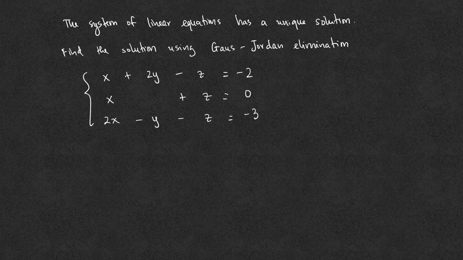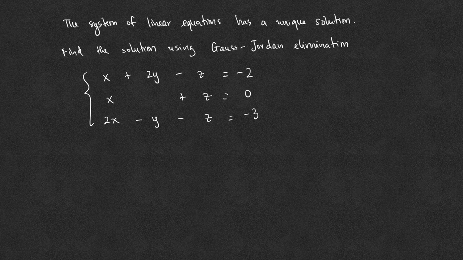The system of linear equations has a unique solution. Find the solution using Gauss-Jordan elimination. To use Gauss-Jordan elimination is to turn the augmented matrix into a reduced row echelon form. Not just row echelon form, but reduced row echelon form.